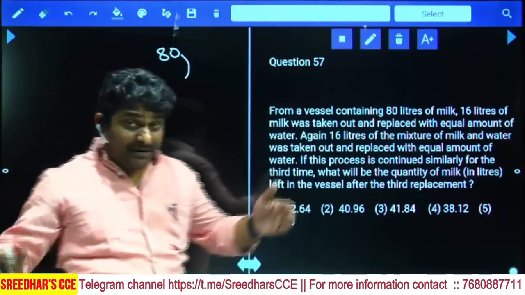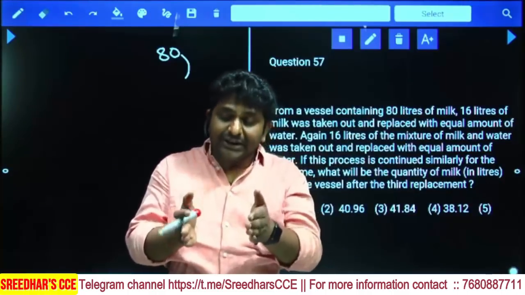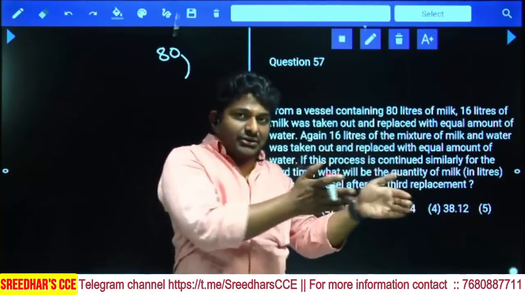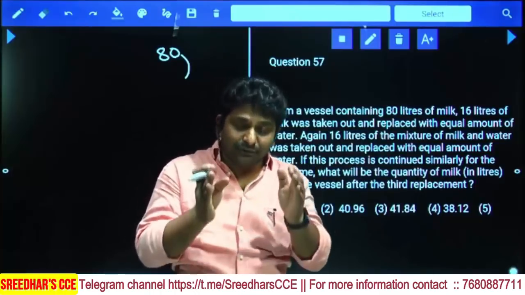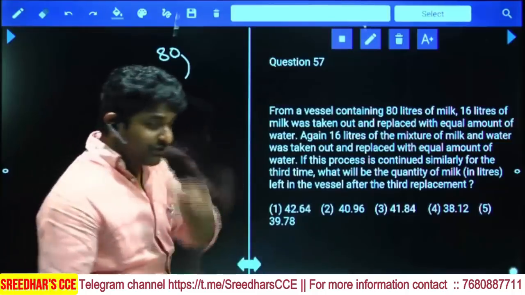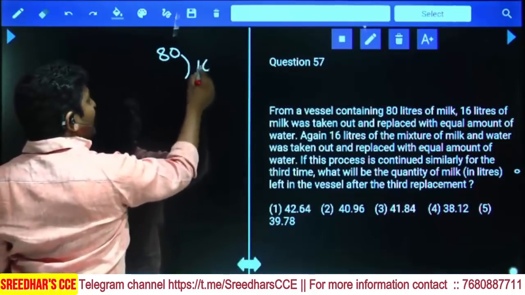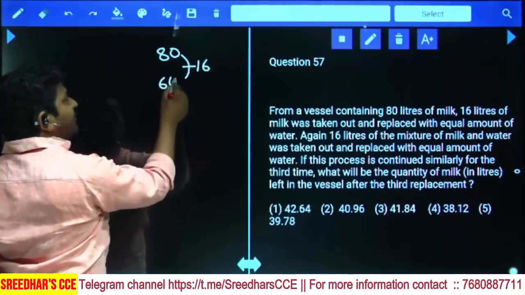So if 20% of the total quantity is taken out, 20% of the existing milk goes out. Every time, out of the existing milk, 20% goes out. Like that, we have to repeat the process 3 times. 20% is taken out, which is equal to 16. When you subtract 16, we have 64.